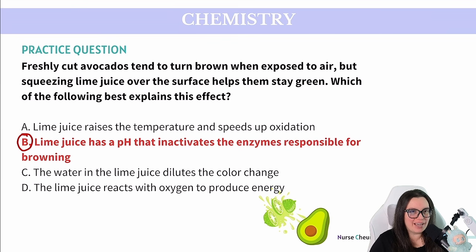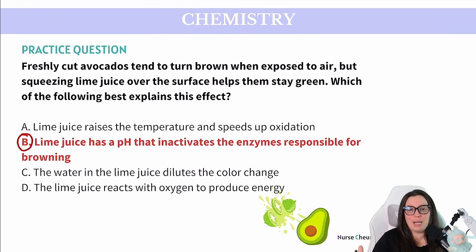So if you think about it, lime juice is a very acidic environment. And what it does is it's going to inhibit one particular enzyme called polyphenol oxidase, which is responsible ultimately for the browning of our avocado. So this is absolutely going to slow or even stop that browning process.